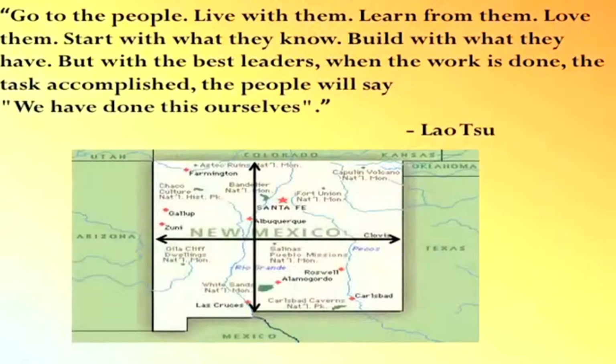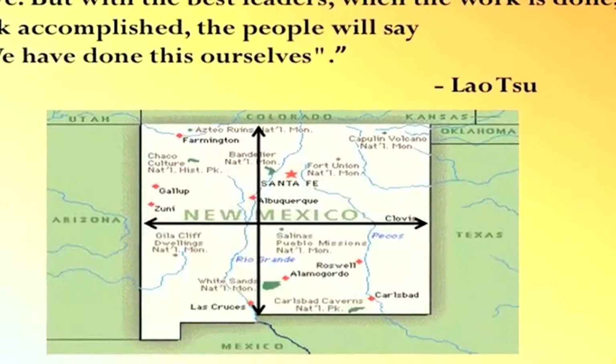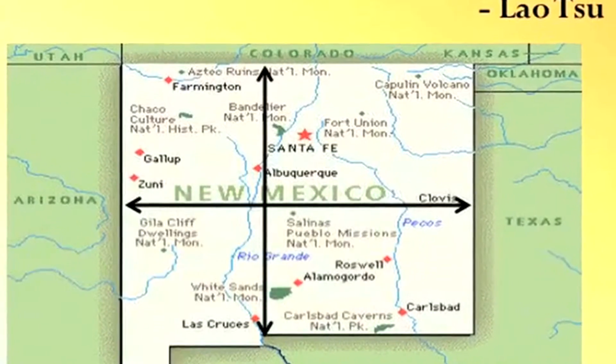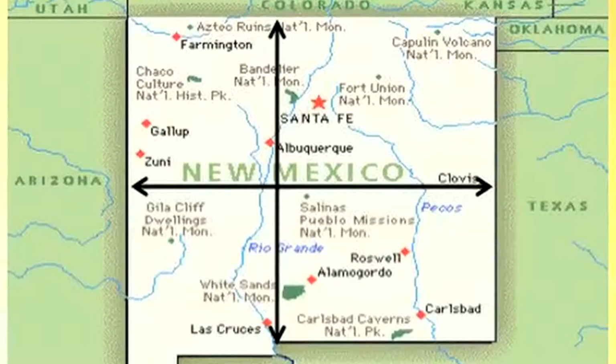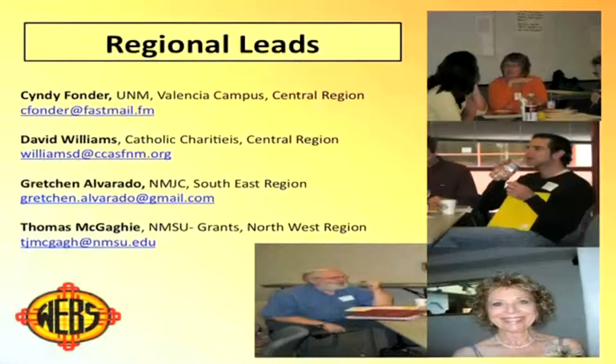We have 5 regions in the state. So we are identifying regional leads to support the efforts in a certain region. Northeast, Southeast, Central, etc. Okay? And here you can see how the state has been divided into the different regions. And then of course we have the central region, and on the WEBS website you can see more details about that and which ABE programs are associated with each region.